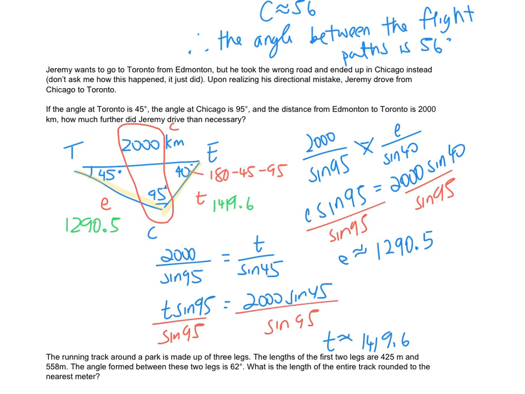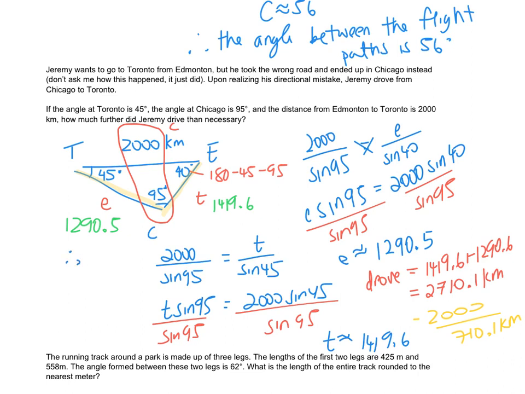So let's see what Jeremy actually drove. So we have to add up the first distance with the second distance. And we end up with 2,710.1 kilometers. So that's what he actually drove. And if we subtract 2,000, we get 710.1 kilometers. That's how much he drove on top of the original amount.